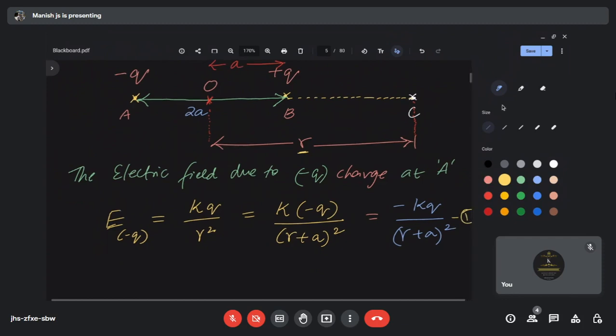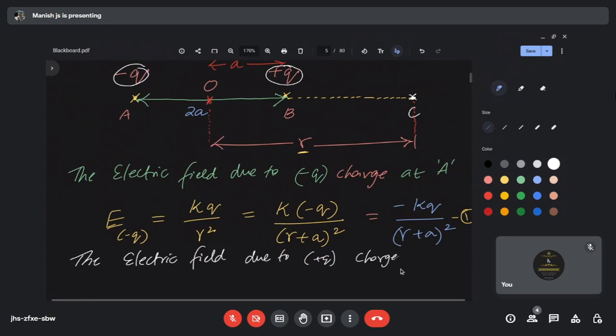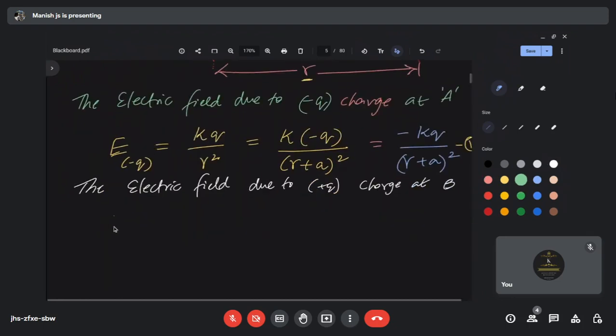Okay? So similarly, can you tell me what will be the electric field due to plus Q charge? Now we saw it for the minus Q charge. In the same way, can you tell me what is the electric field at point C due to the charge plus Q? Sir, can you try? Electric field is equal to E plus charge, sir, Q equal to KQ by R square, sir. Equal to K plus Q by R plus B square, B the whole square.